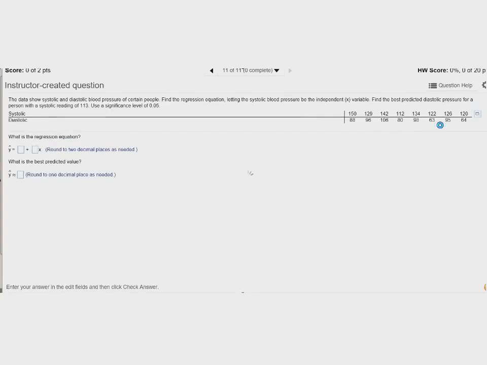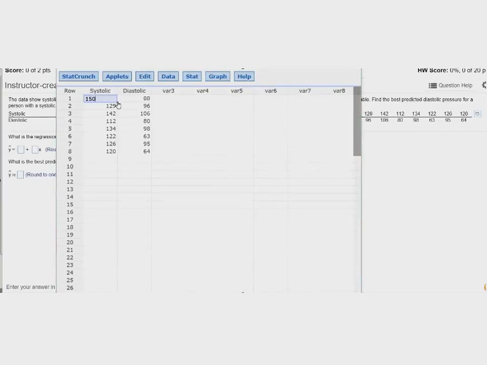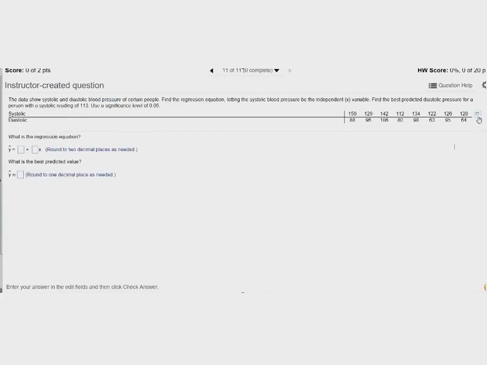So if we went ahead and clicked on that, then it's going to put your numbers, even the column headings, in StatCrunch for you. Now, if it doesn't give you that option, so if it only says copy to clipboard or open in Excel, there's still another way that you can use StatCrunch for this. It just means that you'll have to type in the numbers yourself.